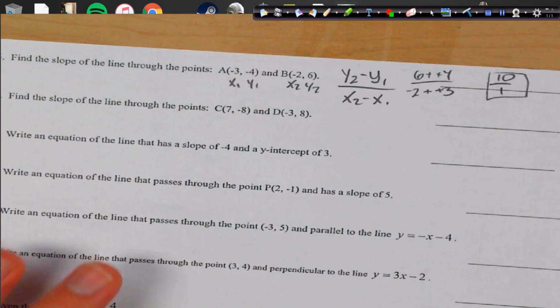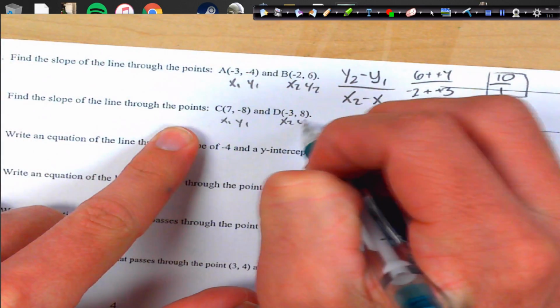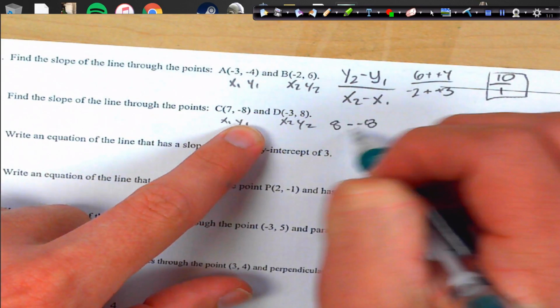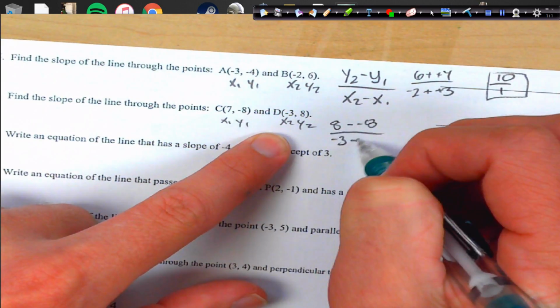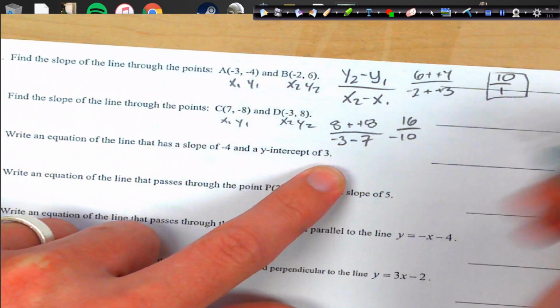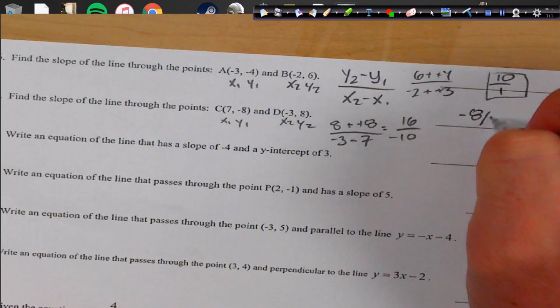Do the same thing. I'm going to use the same equation right here, but I'm going to label them. y2 is 8 minus -8. -3 minus a 7. Those become positive 16 over -10. Never leave it like that. We want to go ahead and reduce the fraction. I believe 2 goes into both, so I get -8 over 5.